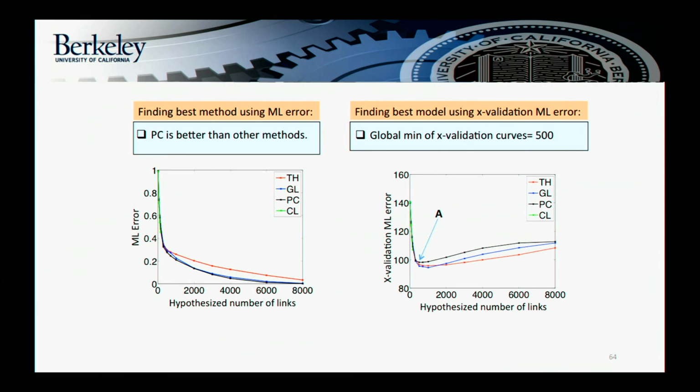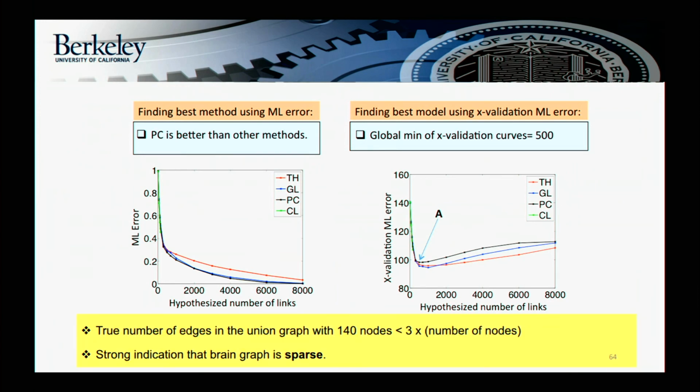Instead, we form the cross-validation ML error, and as you can see, the curves start going up. This is the turning point, which is around 500. If you remember, the cross-validation ML error curve was a good upper bound on the link error curve. So that means that the upper bound on the best number of edges that each method is able to find is 500. But note that we are looking at a graph with 140 nodes and 500 edges, and this is a union graph of 20 different individuals. So you can see that this graph is pretty sparse, right? This is a strong indication that the brain graph is sparse, at least based on the technique that we developed here.